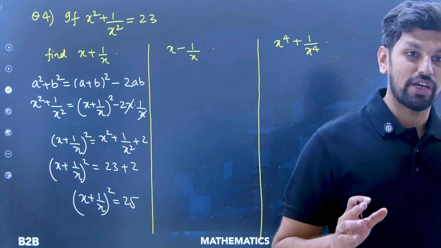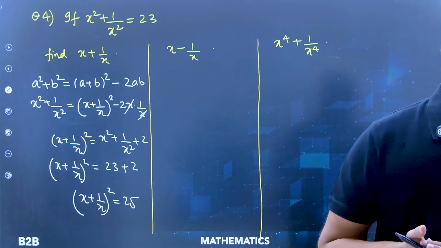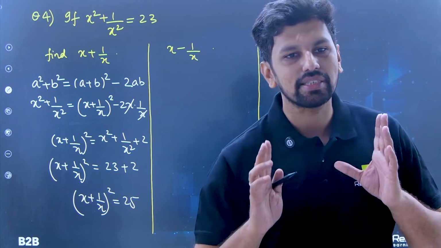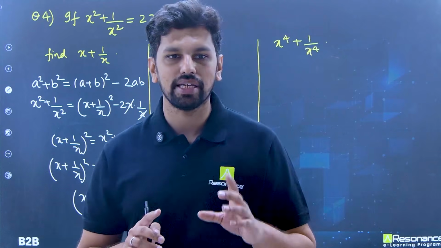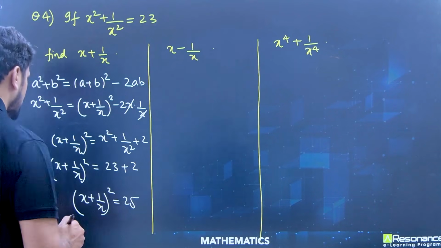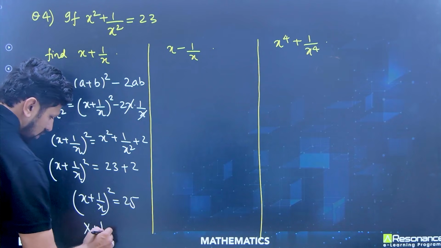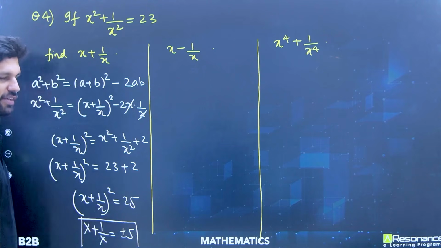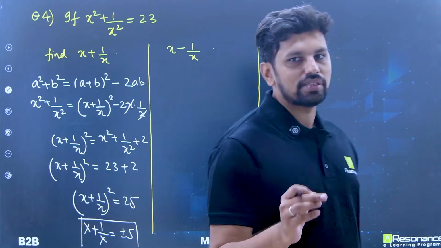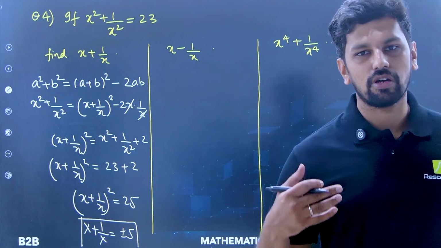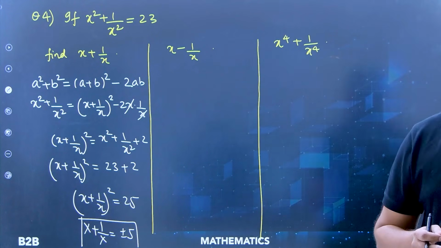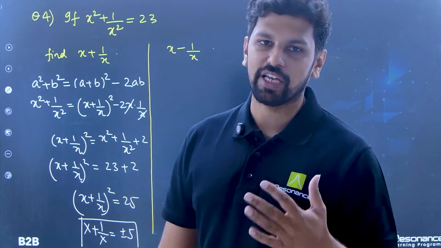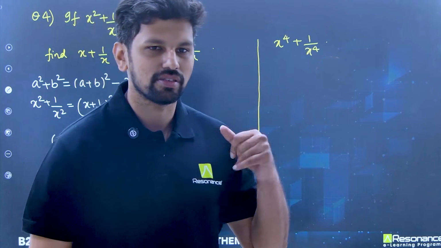Everyone is saying plus 5, but what I have told you is that whenever we are square rooting, it will be plus minus, not only plus. So x plus 1 by x will be equal to plus minus 5. These kinds of mistakes will cost you a lot of ranks. Each question you write wrong will deduct 5 marks. 5 marks means around 5,000 rank gone.